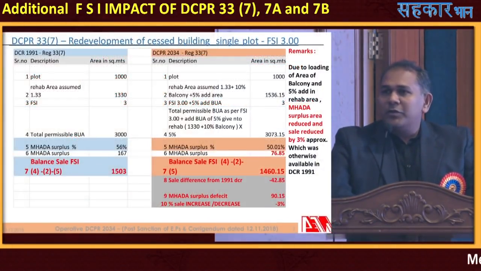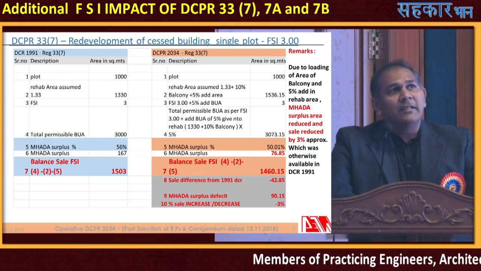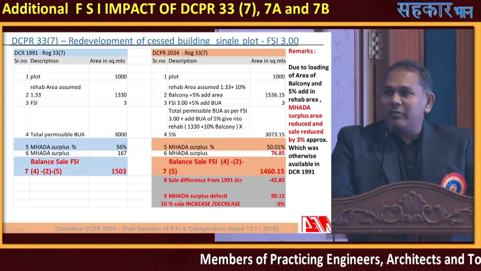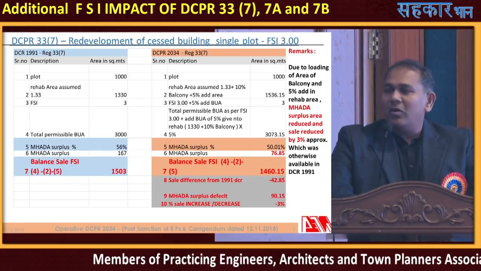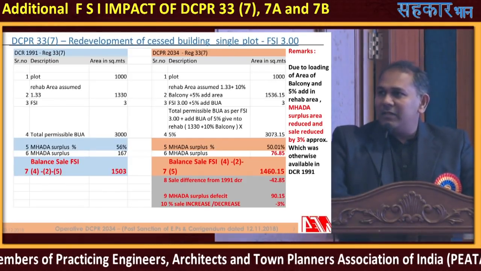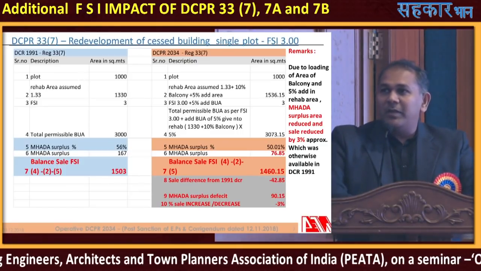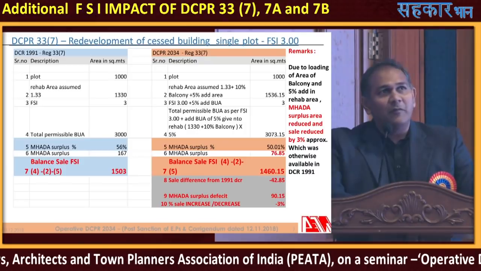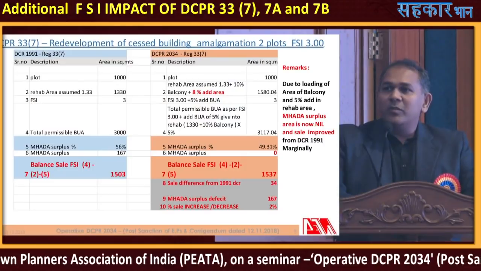This is a comparison which I am going to show you in terms of 1991 DCR as well as 2034 DCR. Now what is going to happen in 2034 DCR is the MHADA surplus is also getting reduced from 67 square meters to almost 76 square meters, whereas the sale FSI is also getting reduced by another 42 square meters. So all those who are doing individual plot redevelopment are going to see a reduction in the sale FSI to the extent of 3%. And apart from that, because this is a non-composite building, the premiums are going to be at 100%, which we'll see later. Why? But in case of amalgamation of plots, because of the 8% extra, there is going to be an increase in the sale.